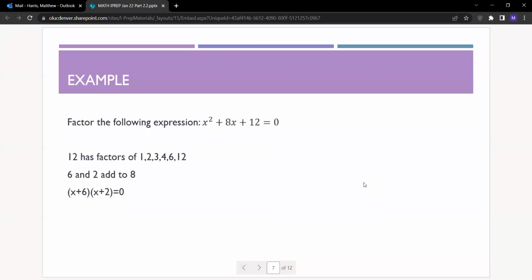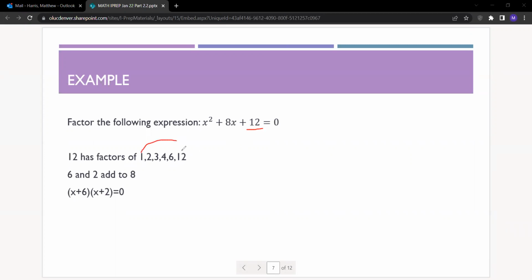So let's go ahead and factor the following expression. We have x squared plus 8x plus 12 is equal to 0. 12 has factors of 1, 2, 3, 4, 6, and 12. The reason we went over factoring is because it makes this a lot easier, right? You're not just guessing what numbers could possibly add up to b and multiply to c. You have c, so we know it has to multiply here.